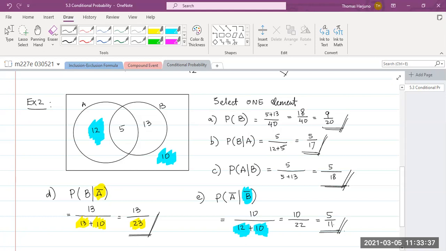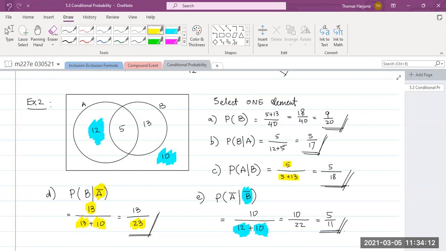Now, you will see that when it comes to computing conditional probability from a Venn diagram, the number you have on the top will be part of the number you have at the bottom. Well, because it's conditional, it means you are forced to select not from the whole Venn diagram, but only part of that.